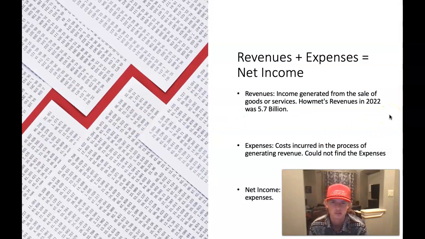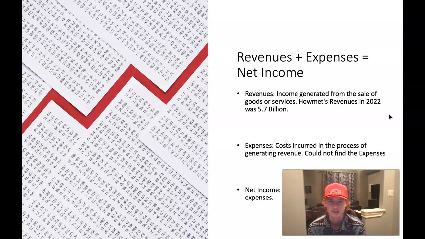Revenue minus expenses equals net income. Here I did find the revenue, income generated from the sales of goods or services. Helmet's revenue in 2022 was 5.7 billion. And then the expenses, I am going to apologize right now. I did my research and couldn't find it anywhere. You find little bits and pieces here and there, but if I tried adding them up, it would have been way over 5.7 billion, but I'm pretty sure Helmet Aerospace is in the positive.